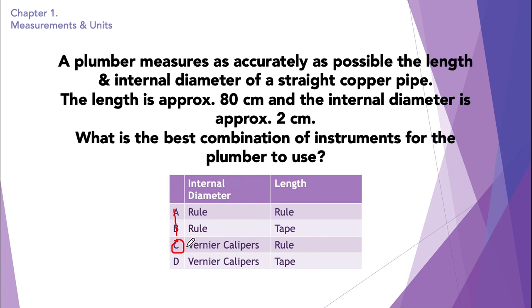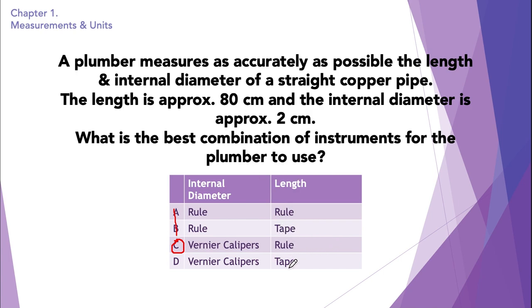We are then left with option C and D. So option D has the length which is being measured by a tape measure. So a tape measure is used to measure very long lengths. A rule can measure up to 1 meter. Because of course if we write down a rule, we would expect the rule to be a meter rule. So the length of the copper pipe is 80 centimeter, which is less than 1 meter. So a rule can easily measure this length.